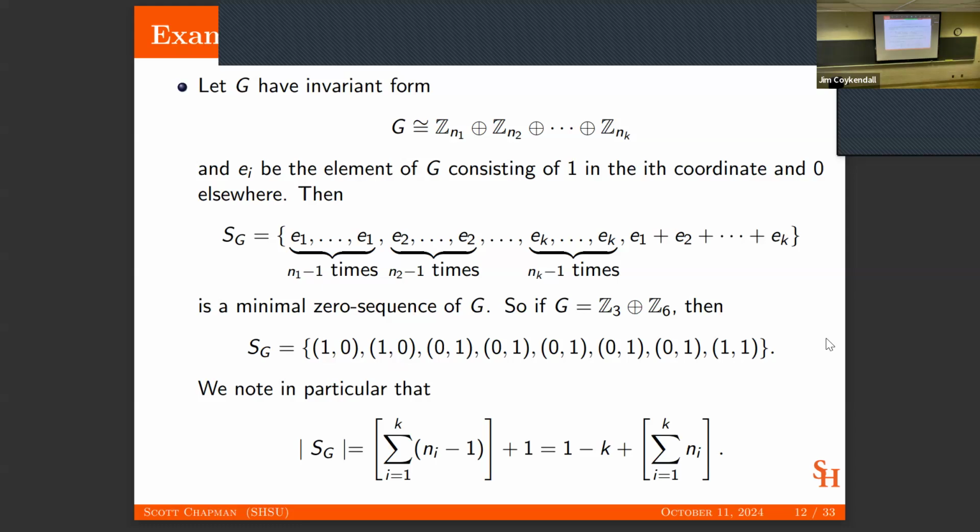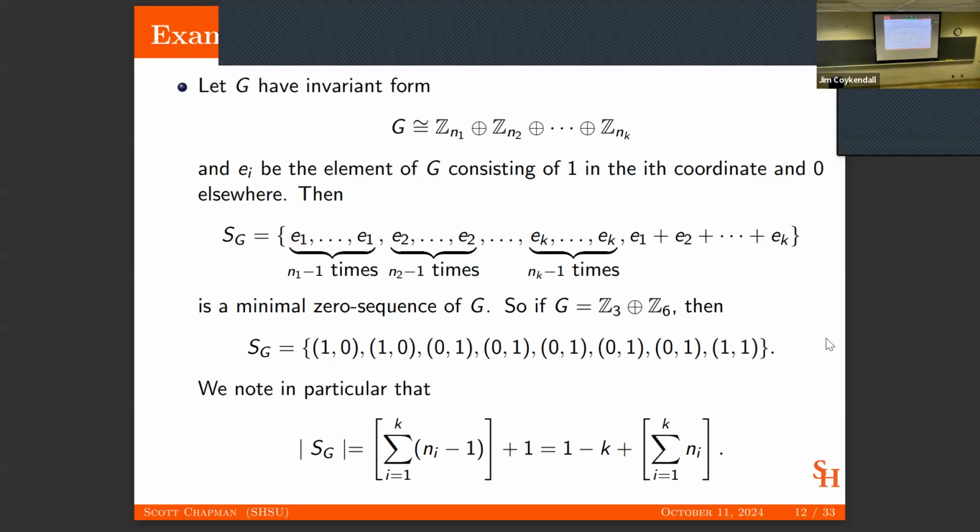Okay, and note that in general, if I take this S of G, how many elements are in it? Well, there's n1 minus 1 plus n2 minus 1, dot dot dot, n sub k minus 1, plus what? 1. So you get the summation as i goes from 1 to k of n sub i minus 1, plus 1, which you can write like that if you want. I usually think about it like this. Okay. But look, what does this tell you? That in this group, there is a minimal zero sequence that is at least what? That big.